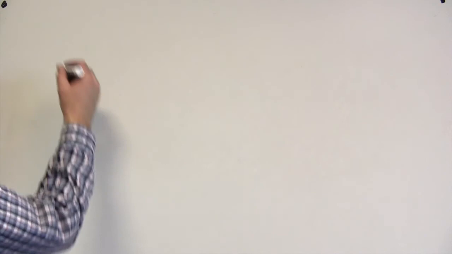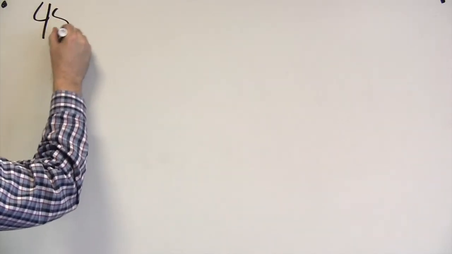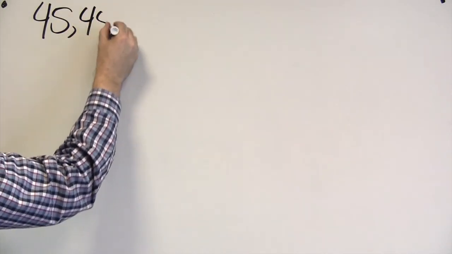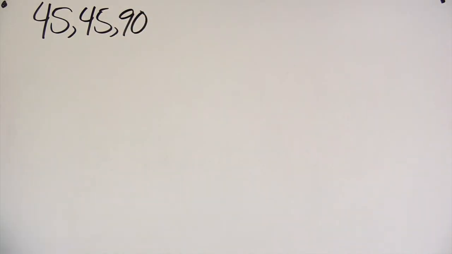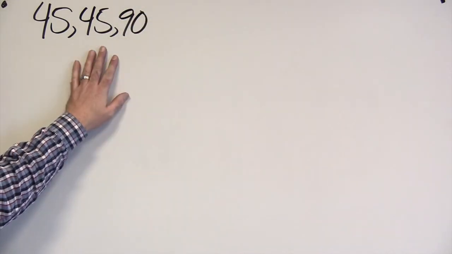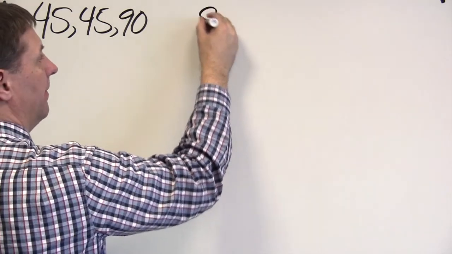And I think it's very important that you understand where each comes from. If you understand where they come from, I think you'll better understand the pattern. Okay, the first special right triangle that we have is a 45, 45, 90. And I think it's really important that you understand a 45, 45, 90 comes from a square.